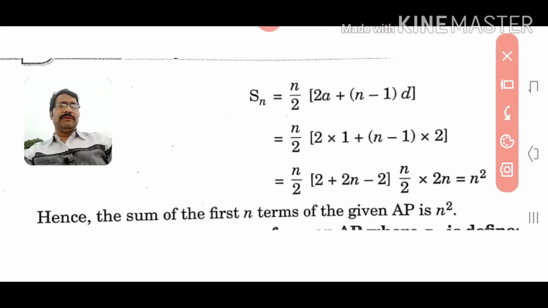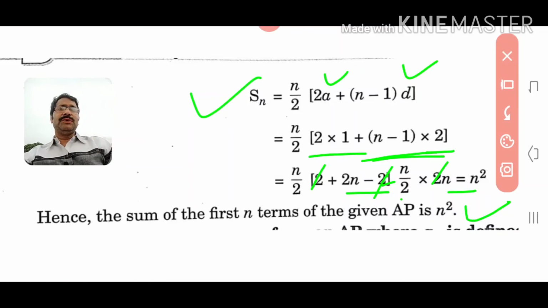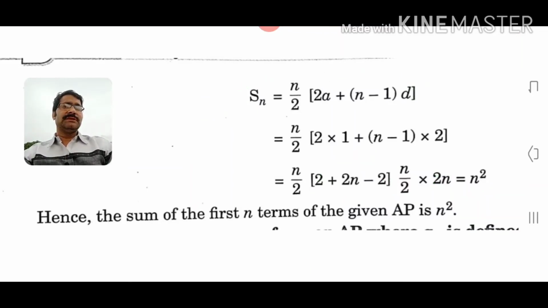Now look here, we will put in this formula, in place of a we will put 1 and in place of d we will put 2. So n by 2, 2 into 1 plus (n minus 1) into 2. You open this bracket, you get here 2n minus 2. 2 and 2 cancel, we get n by 2 into 2n, and 2 and 2 cancel, you get n square. So we get the sum of n terms is n square. So hope you understand this. This is a very simple solution.